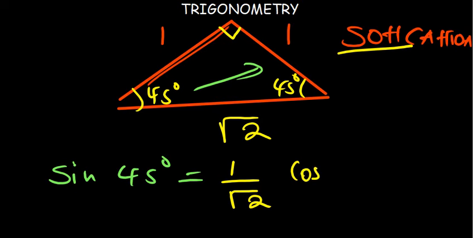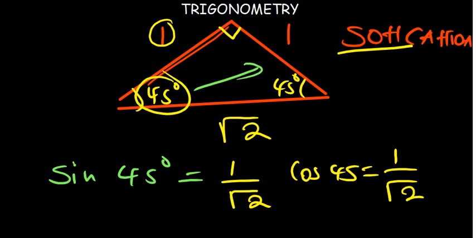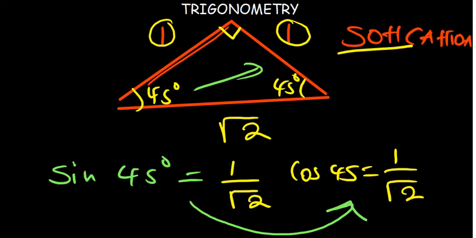If you go to cos 45, the adjacent is still the same 1, and the hypotenuse is also the same. So you notice that the opposite and the adjacent in this 45-45 triangle are the same. For this angle 45, the opposite is 1, and the adjacent is also 1. So we have this idea to say sine 45 and cos 45 are basically equivalent.